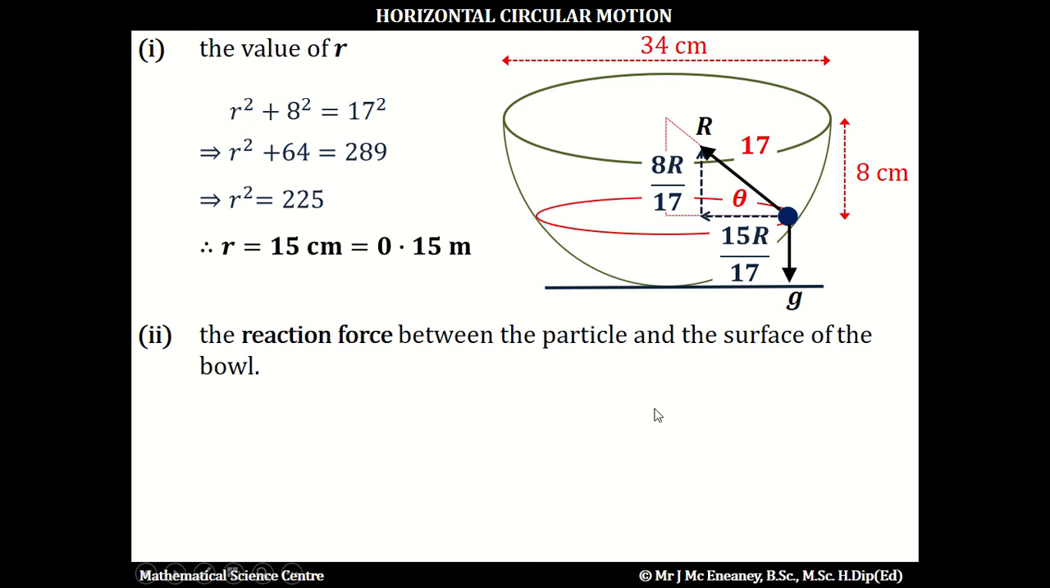So the upward forces are going to equal downward forces because the particle only moves horizontally. So this means 8R over 17 is going to equal g. And then we bring the 17 over and multiply, bring the 8 over and divide. This means R equals 17g over 8.